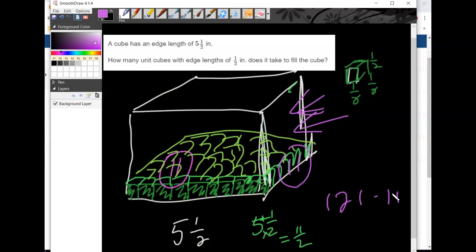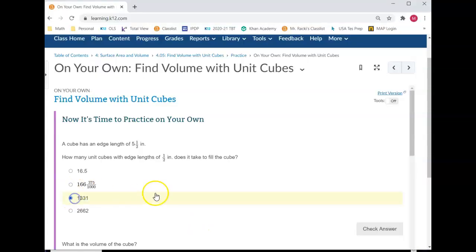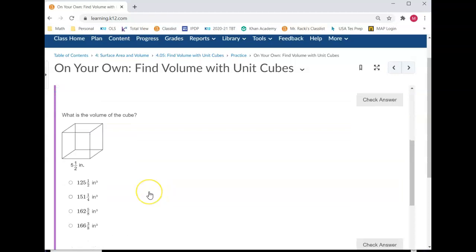11 times 11 times 11 should get us the number of unit cubes with this particular edge length that fit in this larger cube. So what's 121 times 11? Let's multiply this by 11, and we get 1,331. That's one of the answer options there, so I think we'll go with that.